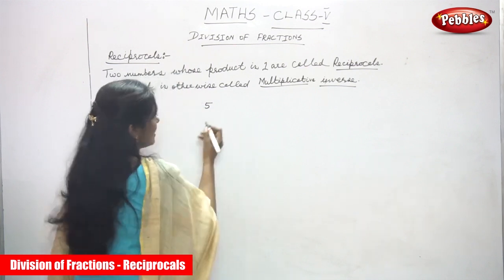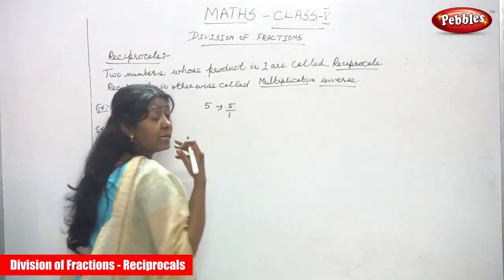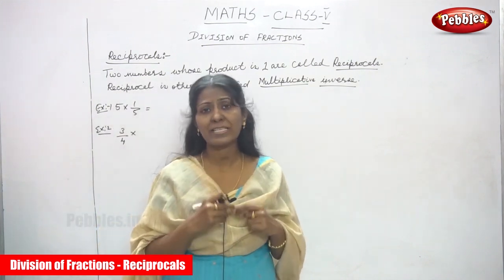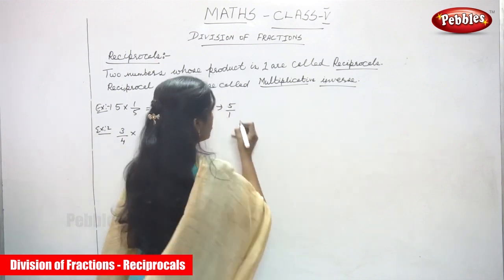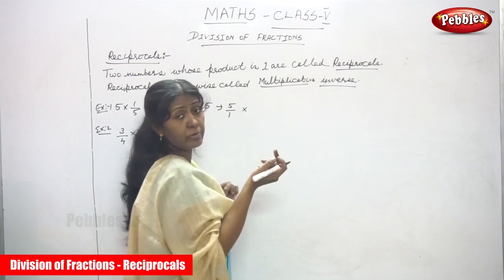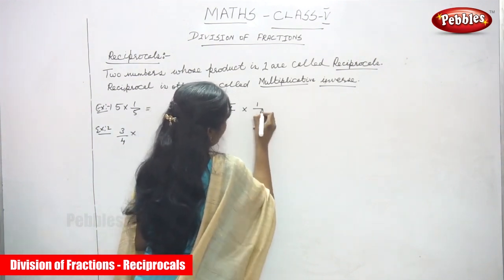So the whole number becomes a fraction. So 5 means 5 by 1, because there is no denominator. You have to consider 1 as the denominator. So 5 divided by 1. Next, what are you going to do? The reciprocal of 5 by 1 is the multiplicative inverse. So what you do is turn it upside down: 1 by 5. That is 1 by 5.